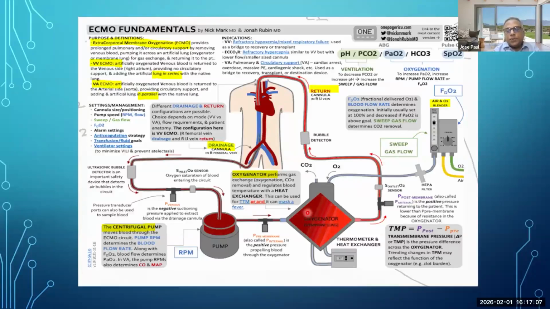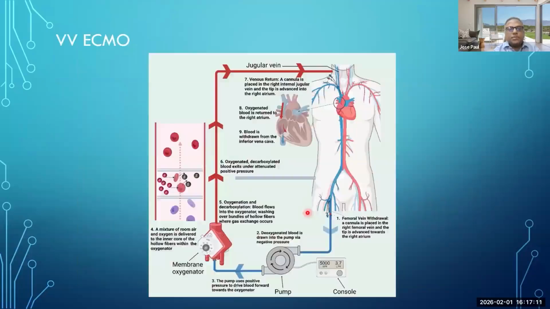So you should know what a veno-venous ECMO and a veno-arterial ECMO are. This is a diagram showing the veno-venous ECMO. The blood is drawn from the femoral vein. It goes through the centrifugal pump, then through the membrane oxygenator. From the membrane oxygenator, the blood gets oxygenated. Oxygenation and decarboxylation happen, and it is returned via the jugular vein. So the oxygenated blood is returned into the right atrium and the blood is withdrawn from the inferior vena cava.